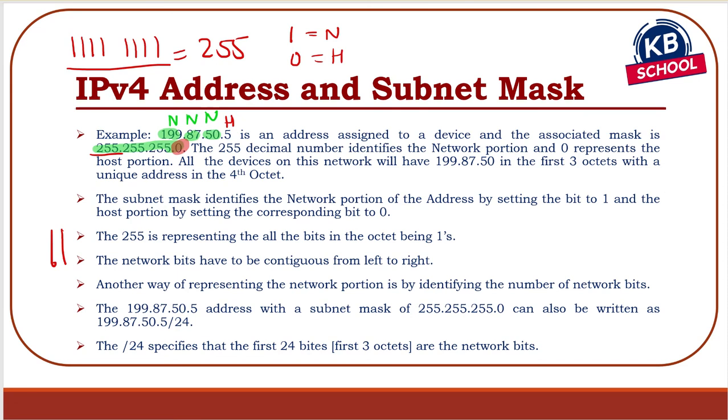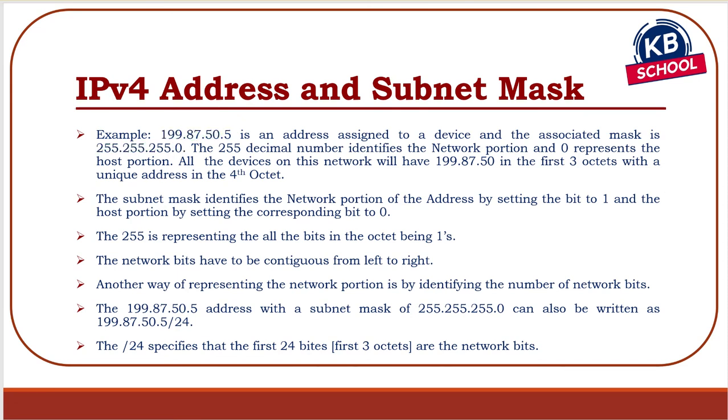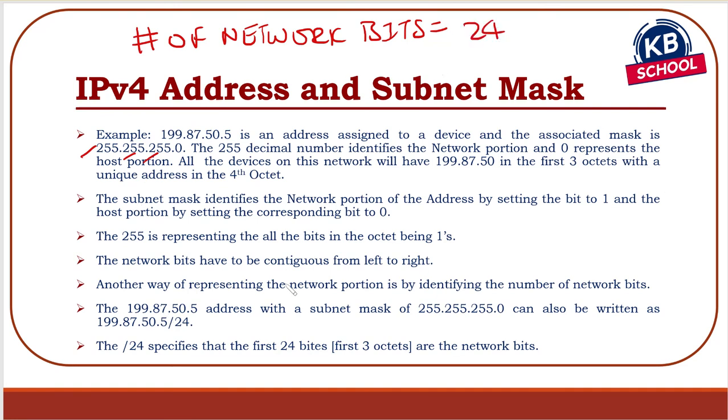Now, I also told you the other way of identifying a network. Rather than doing the 255.255.255.0, you can also add up the number of bits that make up the network portion. This is known as a prefix of the network, or the number of network bits. So in our example over here, we had the first 8, second 8, and third 8 as the network bits. That's a total of 24. So the same address could be written as 199.87.50.5 with a long mask, or it can be written as /24.